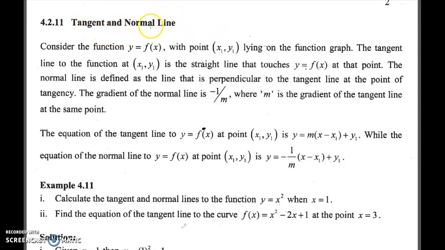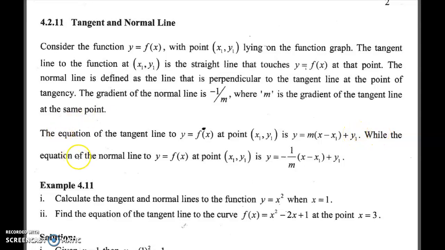Tangent line and normal line here is just a straight line. So the formula that they are going to use will be the formula of a straight line, which is y equals mx plus c. The equation of a tangent line at any point (x1, y1) is y equals m(x minus x1) plus y1, where y1 represents the c, the y-intercept, right?